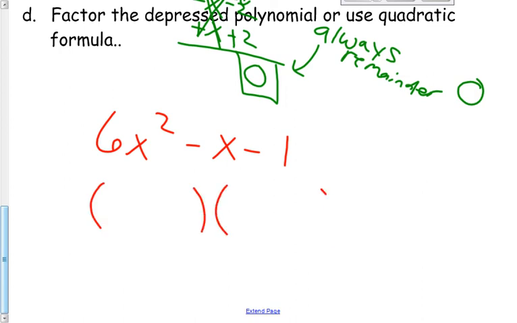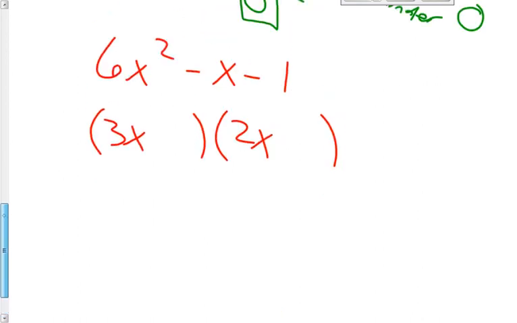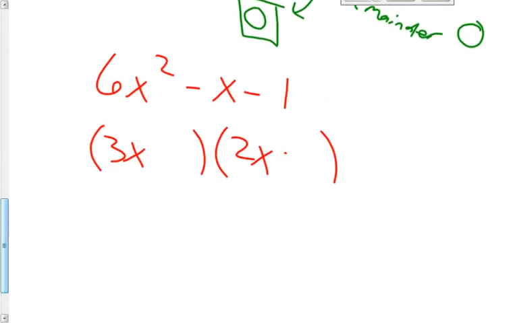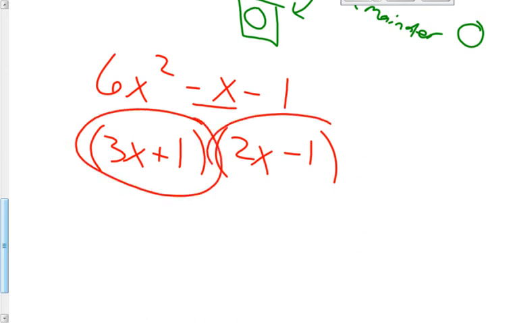I believe this one can be factored. So if we do 3x times 2x, we'll get ourselves a 6x squared. And then if we do a negative 1 here and a positive 1 here, I believe that works. So the first is 6x squared minus 3x plus 2x is a negative x, and a positive 1 times negative 1 is a negative 1. So now these, class, are our other factors.